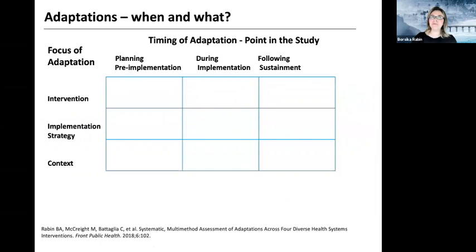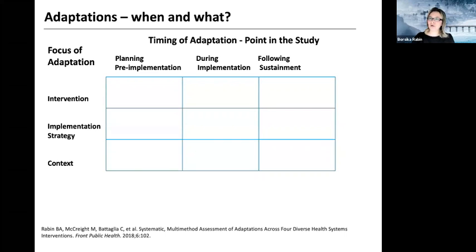And so as we think about this, we can classify adaptations in different ways. This is kind of a simpler way that we have been thinking about classifying adaptations in our own work. You can see on the left side the 3 types of foci for adaptations: interventions, implementation strategy, and context. But then also we are thinking about when the adaptation happens.